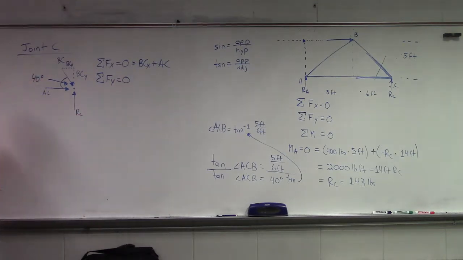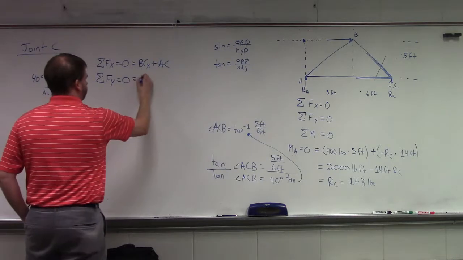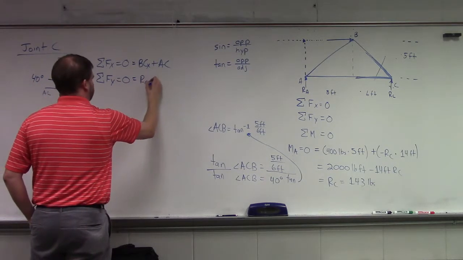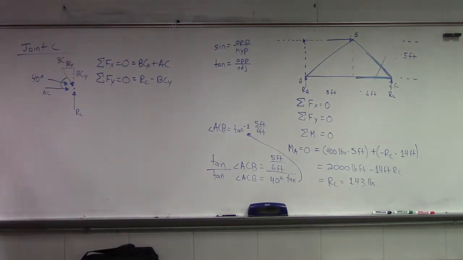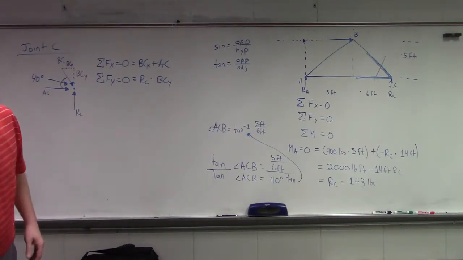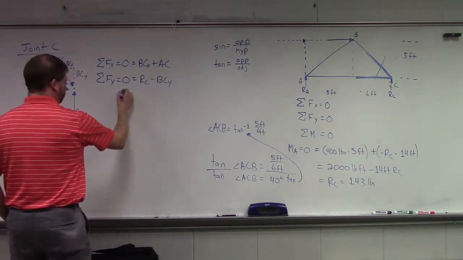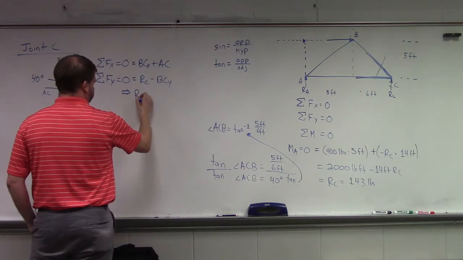What about our forces in the y direction? RC and BCY. So the sum of F in Y equals 0. What do we know? We know RC is 143 pounds. So BCY needs to be negative 143.